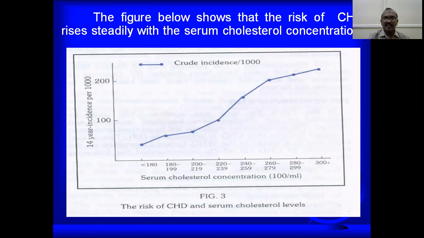There is a sudden jump, a rise in the crude incidence of CSD. We can therefore infer from the graph that as serum cholesterol level increases, the incidence of CSD also increases, and there is definitely an association between serum cholesterol and CSD, or coronary heart disease, which is seen to rise at serum cholesterol levels of 220 milligrams per deciliter. So 220 milligrams per deciliter of blood is the threshold level beyond which coronary heart disease is observed.